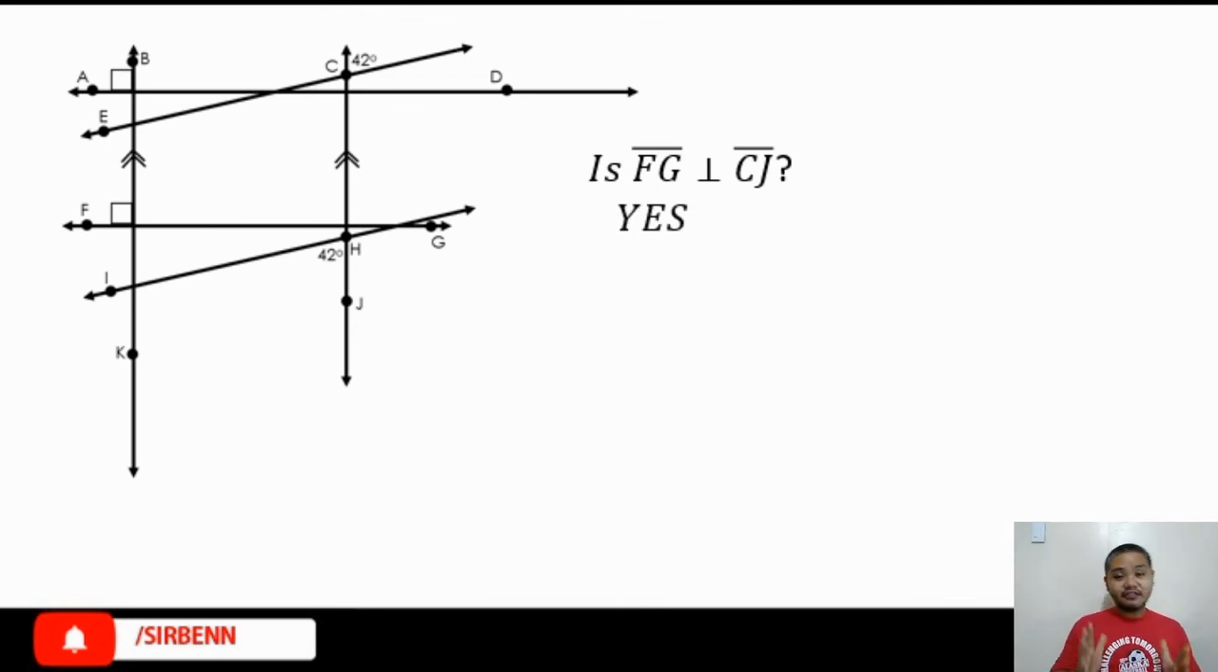Bakit? If line A, first line, and the second line are parallel lines, and the third line is perpendicular to the first line, therefore, the third line is also perpendicular to the second line. Okay? So, dito, if I may say, hindi siya ganun kadali kasi walang proving, walang solving. Kailangan alam natin yung mga conditions, kailangan memorize natin sila, and then, kailangan alam natin paano tignan yung given figure.